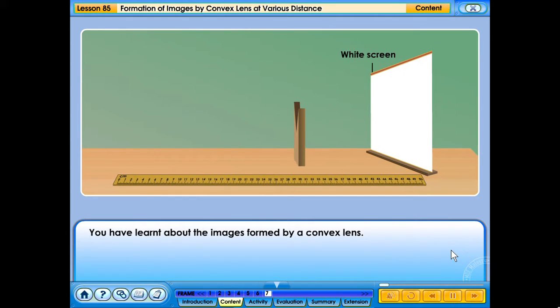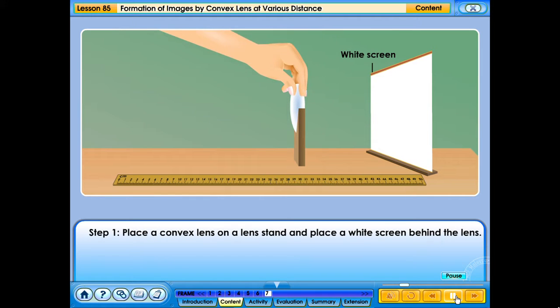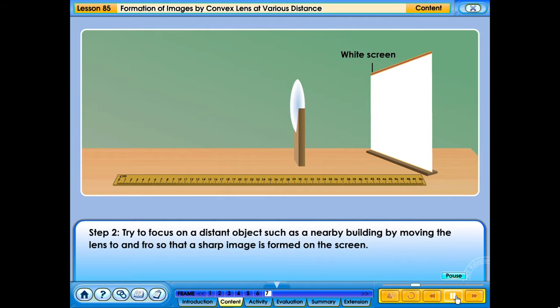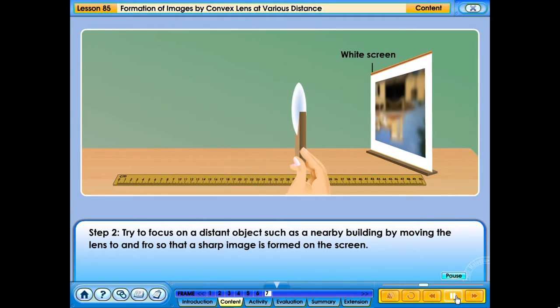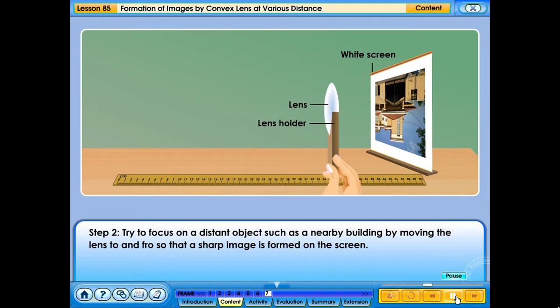You have learned about the images formed by a convex lens. To measure the focal length of a convex lens, follow these steps. Step 1. Place a convex lens on a lens stand and place a white screen behind the lens. Step 2. Try to focus on a distant object such as a nearby building by moving the lens to and fro so that a sharp image is formed on the screen.